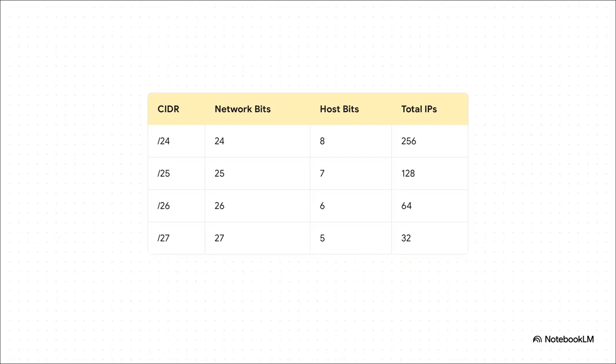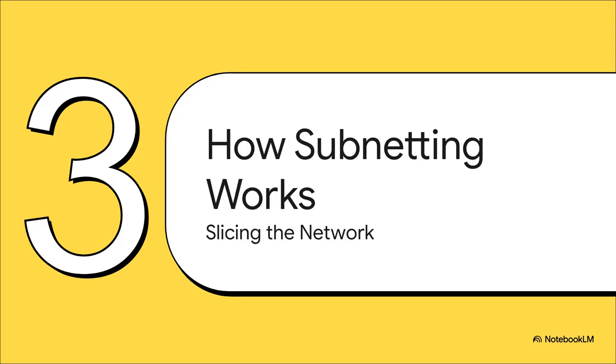And this table here shows you the core trade-off perfectly. Just look at the pattern. As that CIDR number on the left gets bigger, going from /24 to /25 to /26, the number of bits left for hosts gets smaller. So with a /24, you've got 8 host bits, which gives you 256 possible IPs. But if you borrow some of those bits and move to a /26, you're left with only 6 host bits, and that means you only get 64 IPs per network. It's always a balance.